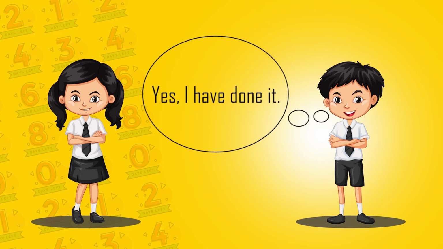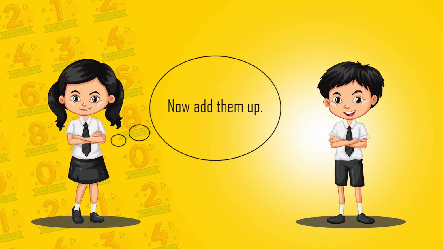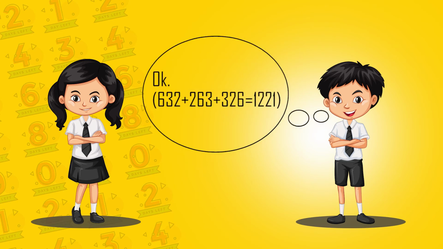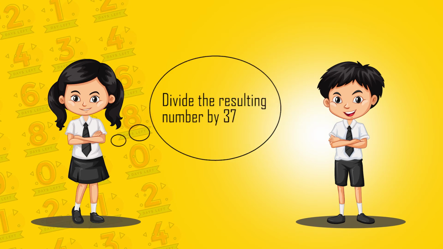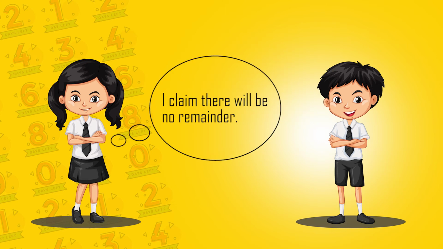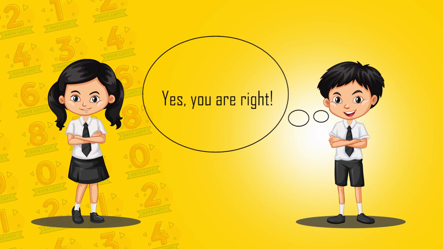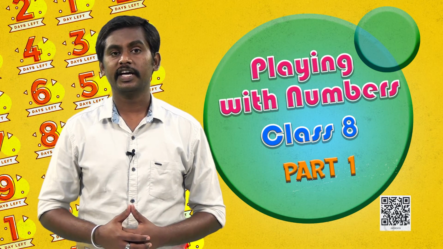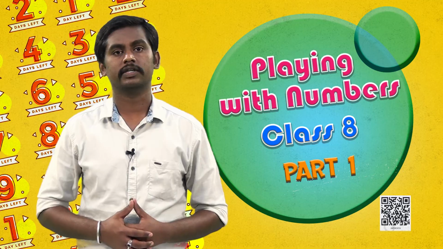Yes, I have done it. Now, add them up. Okay. Divide the resulting number by 37. Alright, hold on. I claim there will be no remainder. Yes, you are right. Let us check whether this trick actually works.